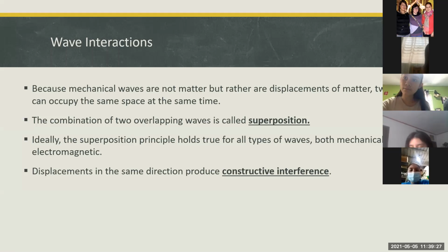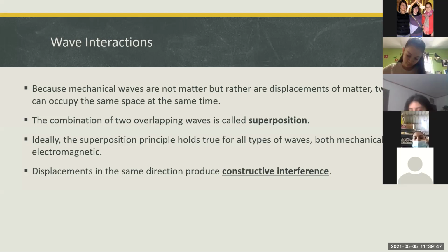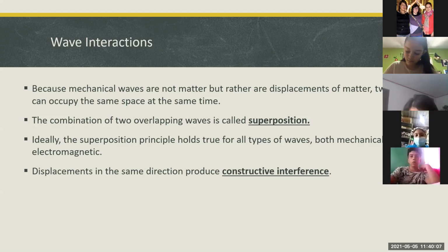Okay, thank you, Ashley. So, as in the beginning, it is mentioned, okay? Mechanical waves are not matter, which means that we cannot touch it, but they are displacements of matter. That means that two waves at the same time can occupy the same space. When that occurs, we have what we know as superposition. Displacement going in the same direction produces constructive interference.